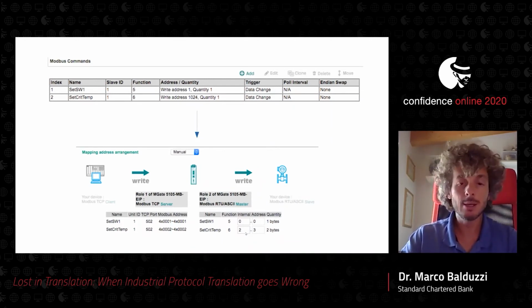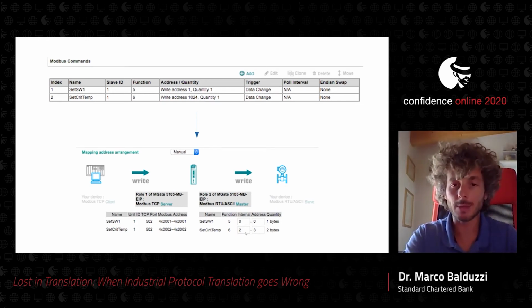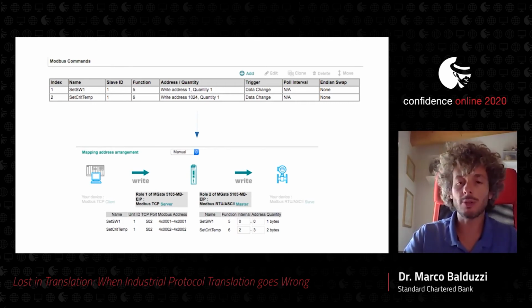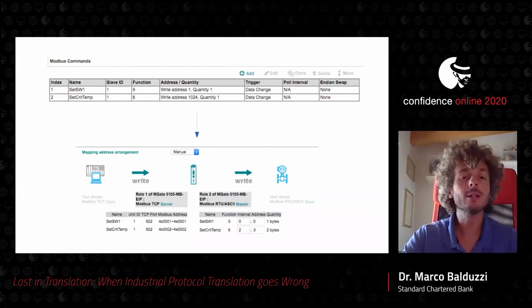What does it mean? It means that if the device receives a write request to the first address 0, the device will generate a set software switch command. While if it receives a request for addresses 2 and 3, it will set the critical threshold. It's a bit of a confusing thing.